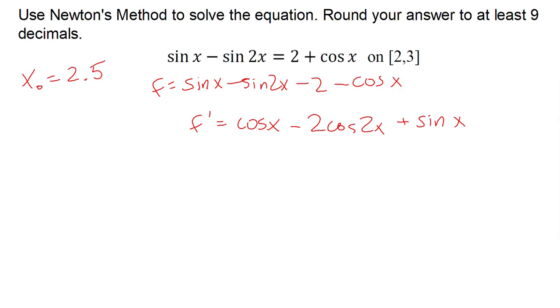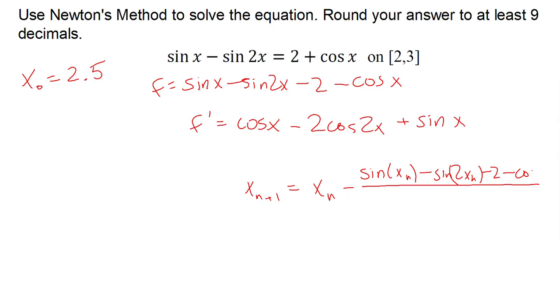This one's going to be kind of annoying for us to write out, I'm sure, but x sub n plus 1 is x sub n minus our original function sine of x sub n minus sine of 2x sub n minus 2 minus the cosine of x sub n. And then in the denominator, it'll be the cosine of x sub n minus 2 cosine of 2x sub n plus the sine of x sub n.